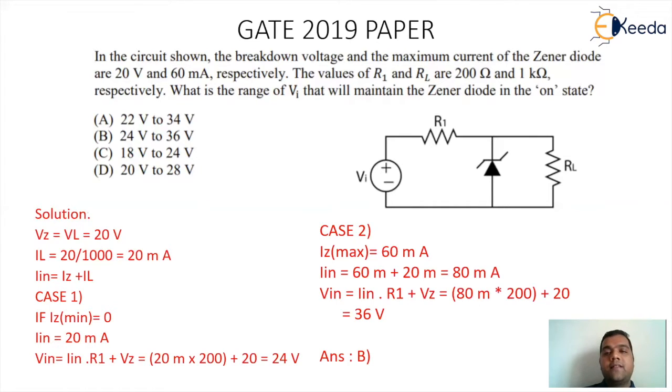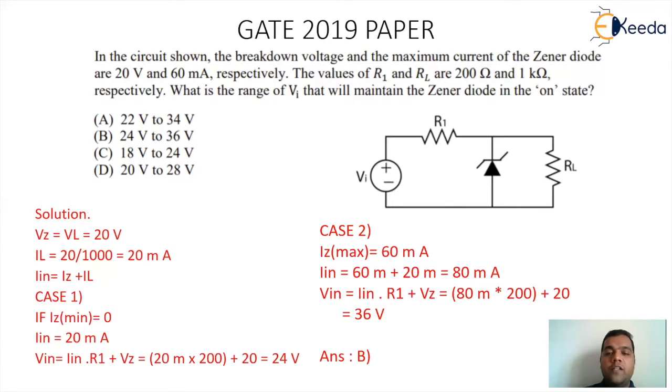In the second case, if I take the max value of Zener current as 60 milliampere, the input current comes out to be 60 milliampere plus 20 milliampere of the load, which will be 80 milliampere. So the value of your Vin will become I_in into R1 plus Vz. So it will be 20 milliampere into 200 plus 20, which gives you 36 volt. So from this, we got the range of the input voltage.